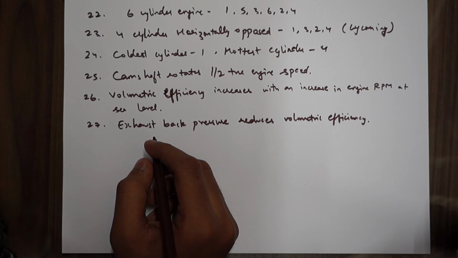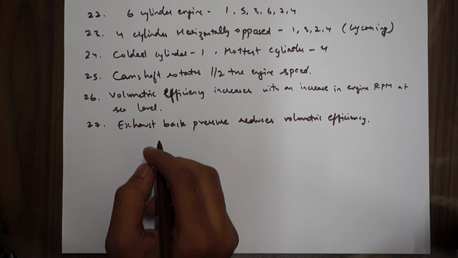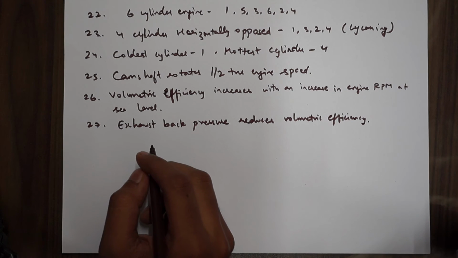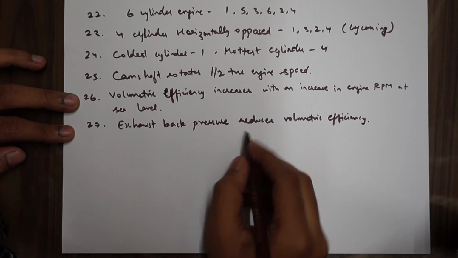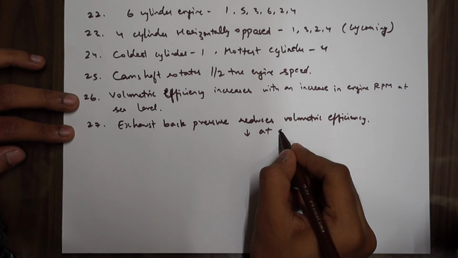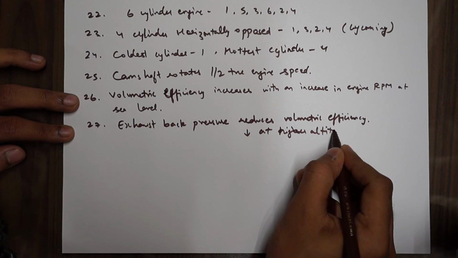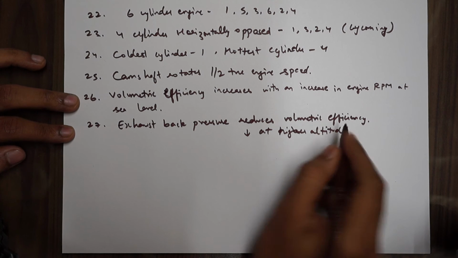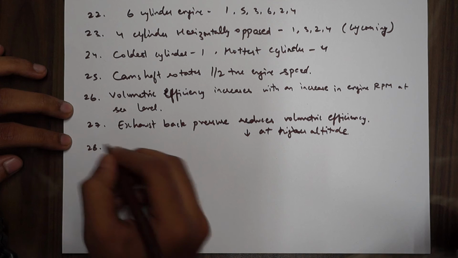Because at higher altitude your air density is less, so the resistance provided by the atmosphere to the exhaust gases is obviously less, so exhaust back pressure will be less at higher altitude. Cool. Alright, so now let's go to number 28.